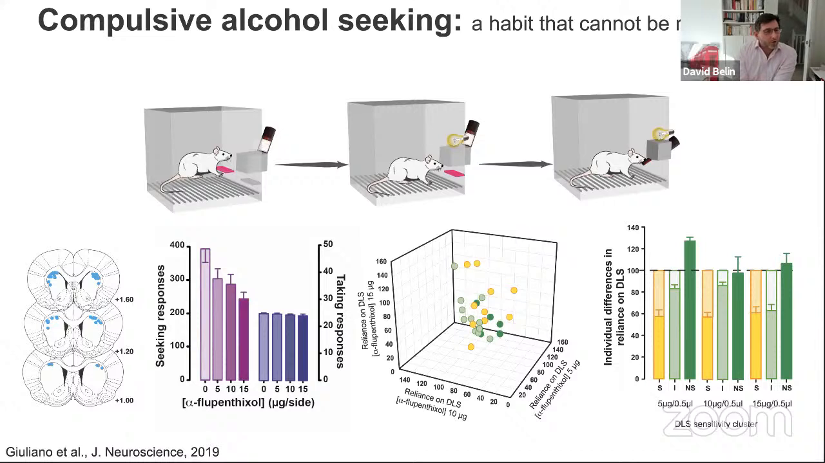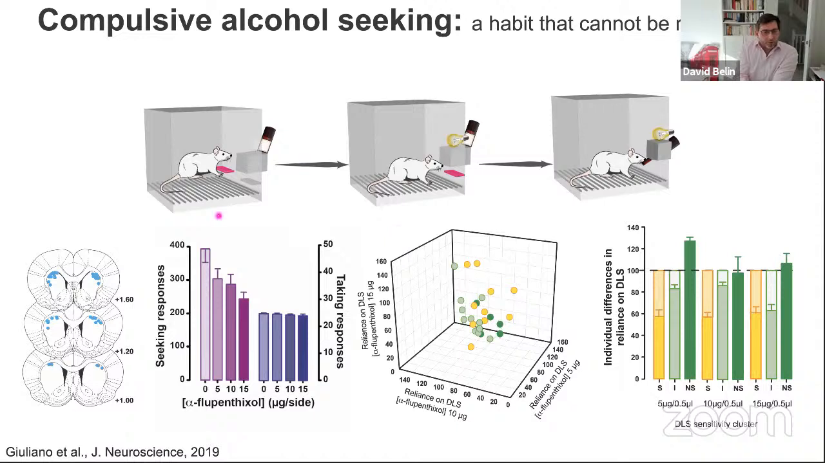And that's quite important because these two responses are literally pressing a lever. It's the same skill. One is a seeking response that is very distant from the consummatory response. The other one is a response that one could consider being part of the consummatory chain of events from pressing the taking lever to drinking alcohol.